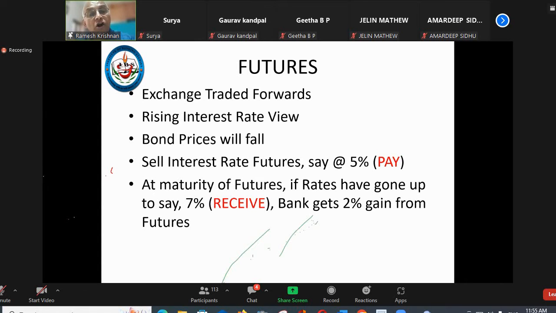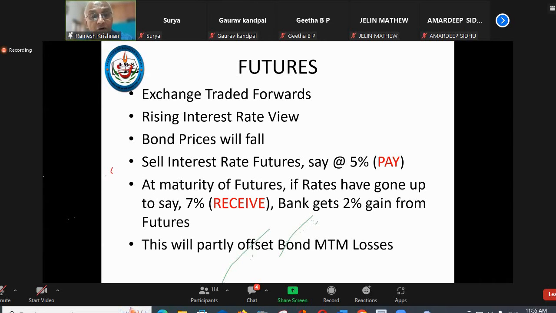Suppose your bond price loss is only 1 crore 50 lakhs. So the remaining 50 lakhs is your trading profit. So though actually your bond prices have fallen, your total P&L with futures is positive. This is how we combine futures as well as bond erosion in the portfolio and try to protect our losses. This will partly offset the bond MTM losses. Just an example. Now this is currency futures.